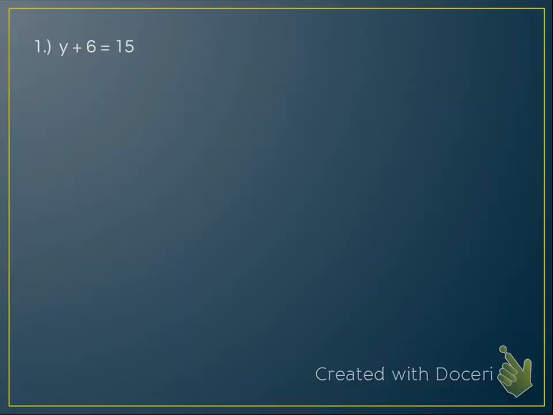So when I talk about the left side and the right side of an equation, what I'm talking about is using the equal sign as a divider. So this y plus 6 would be the left side of the equation, and 15 would be the right side of the equation. So if I'm adding something to this left side, I have to add it to the right. If I'm subtracting something from the left side, I have to subtract that same amount from the right in order to keep this as a true statement.